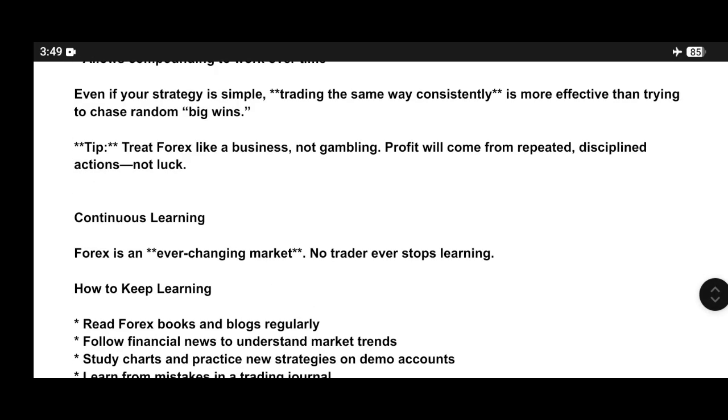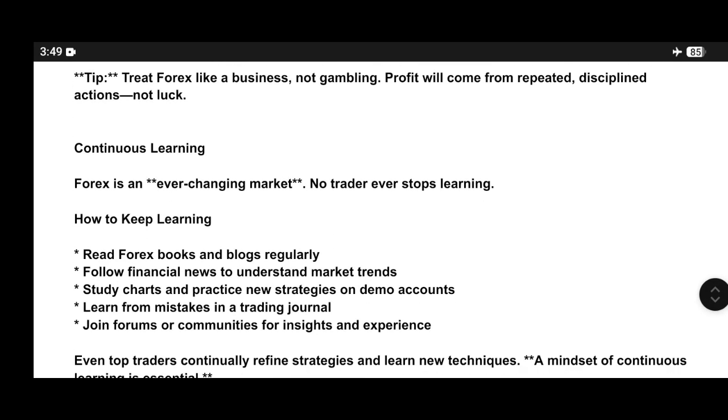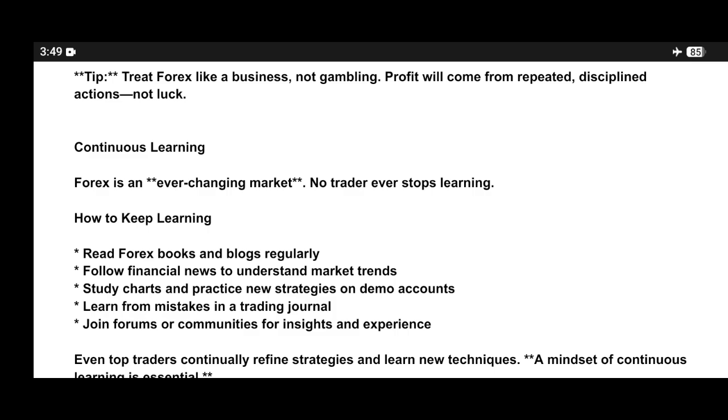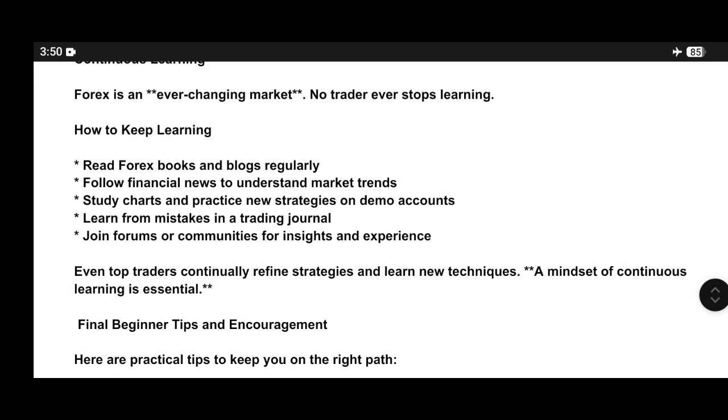Then, continuous learning. Forex is an ever-changing market. No trader ever stops learning. How to keep learning? Read forex books and blogs regularly. Follow financial news to understand market trends. Study charts and practice new strategies on a demo account. Learn from your mistakes in a trading journal. Join forums or communities for insight and experience. Even top traders continuously refine strategies and learn new techniques. A mindset of continuous learning is essential.